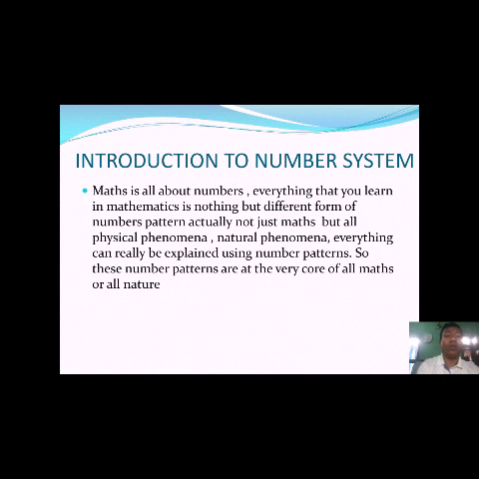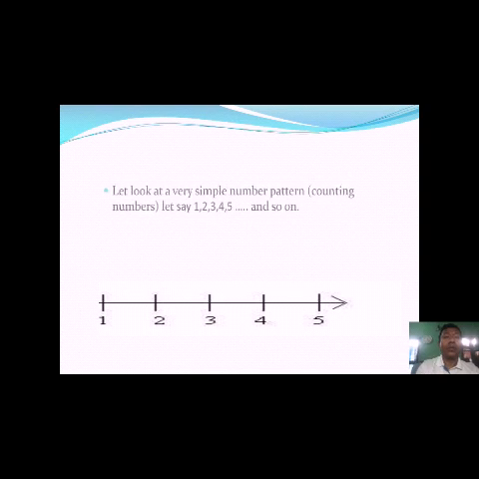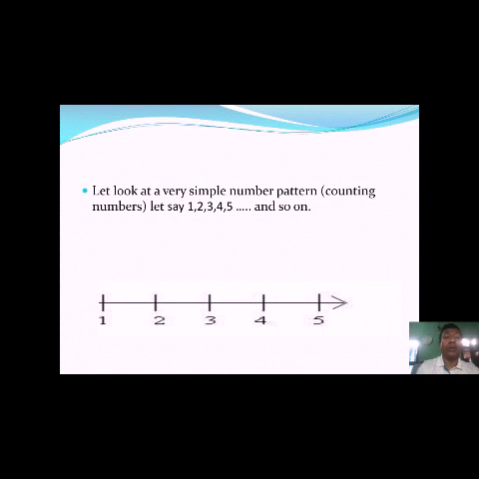Actually, not just maths, but all the physical phenomena, natural phenomena, everything can really be explained using number patterns. So these number patterns are the very core of all maths or all nature. Let's look at a very simple number pattern, a counting number. Let's say 1, 2, 3, 4, 5, and so on.